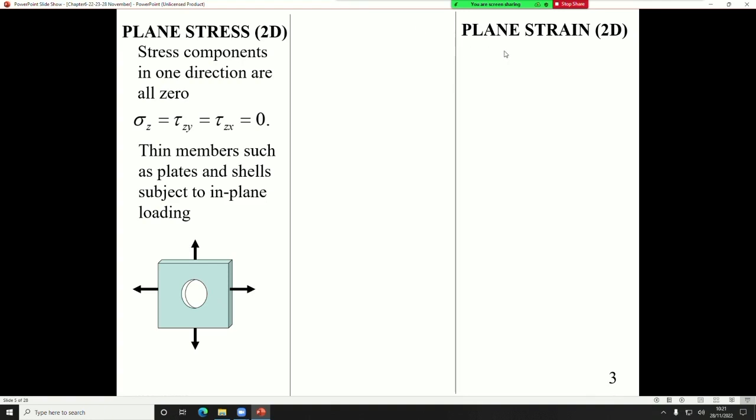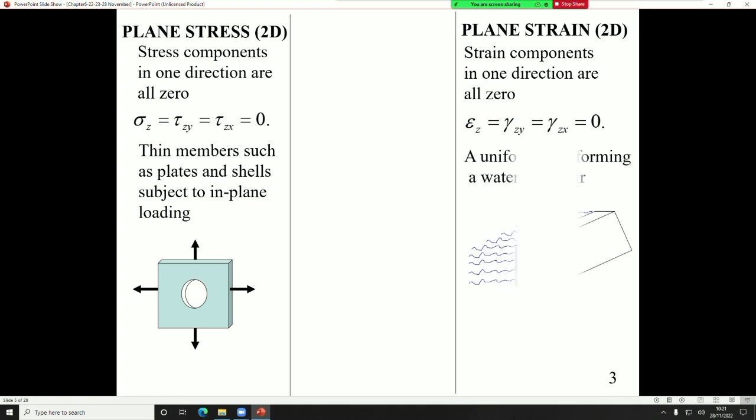For planar strain problems, the strain in one direction is always equal to zero or negligible. So in that case, gamma zy and gamma zx are approximately equal to zero. It happens when the structure in the third dimension, the z direction, in comparison with the x and y directions is very, very large. So this is a very good example. Again, the strain in the third direction can be ignored, the strain values.